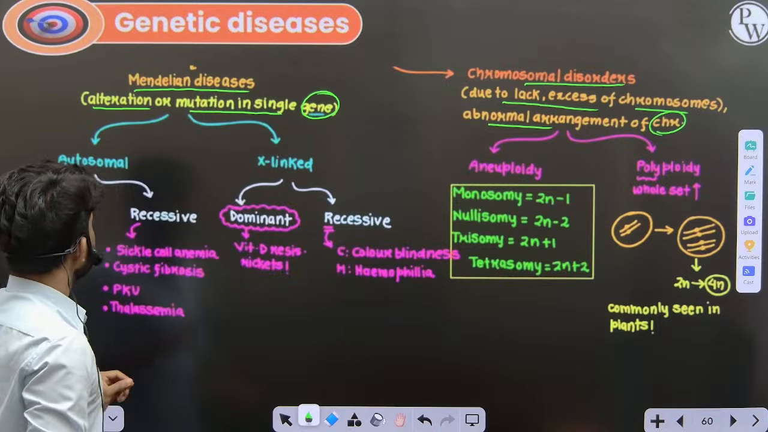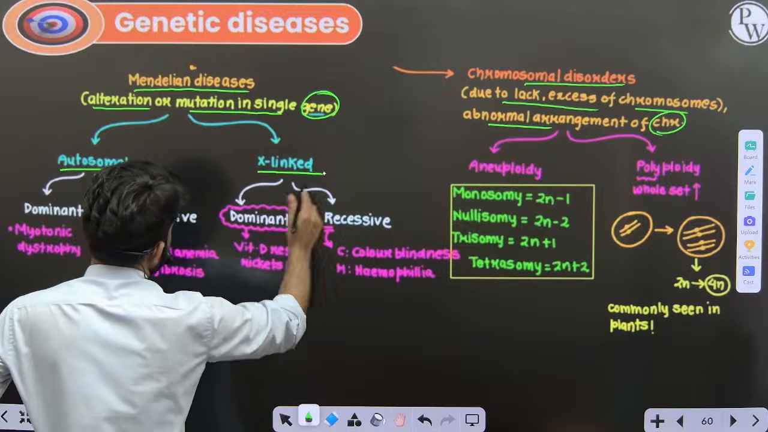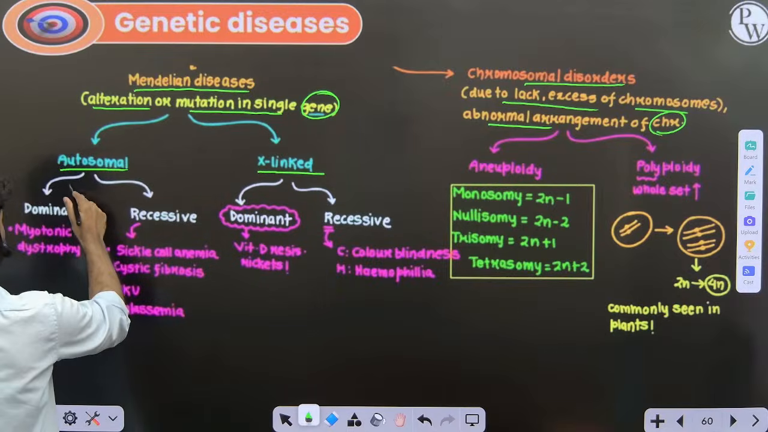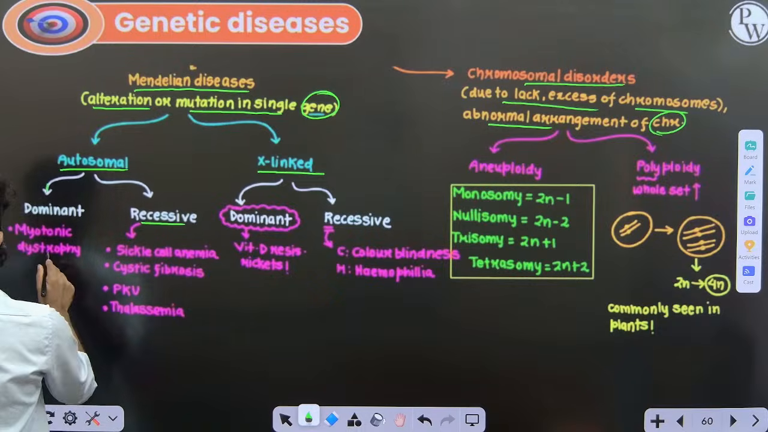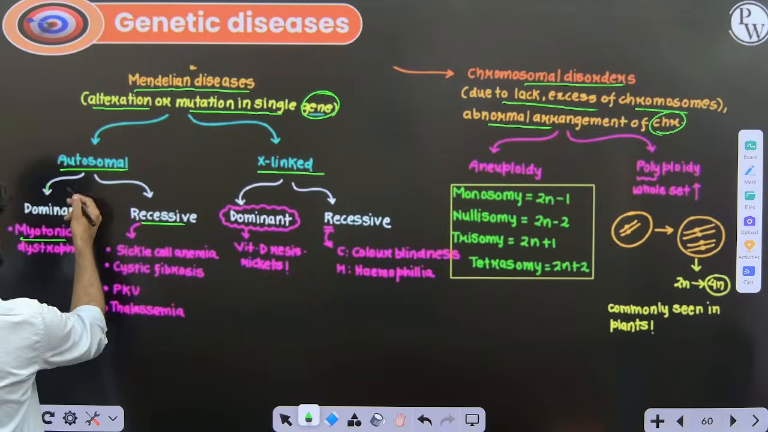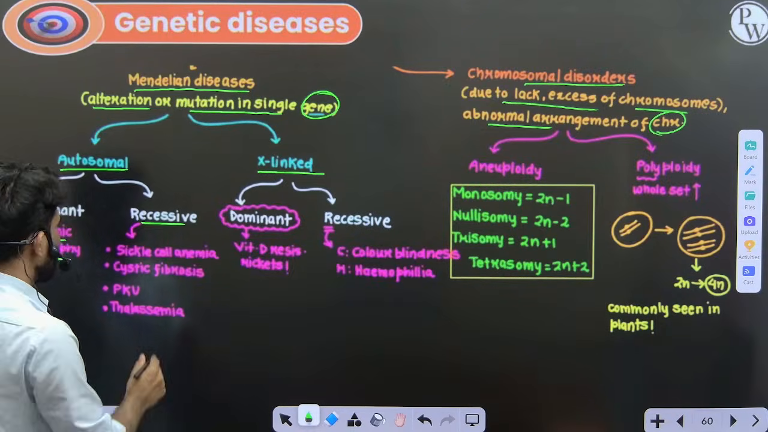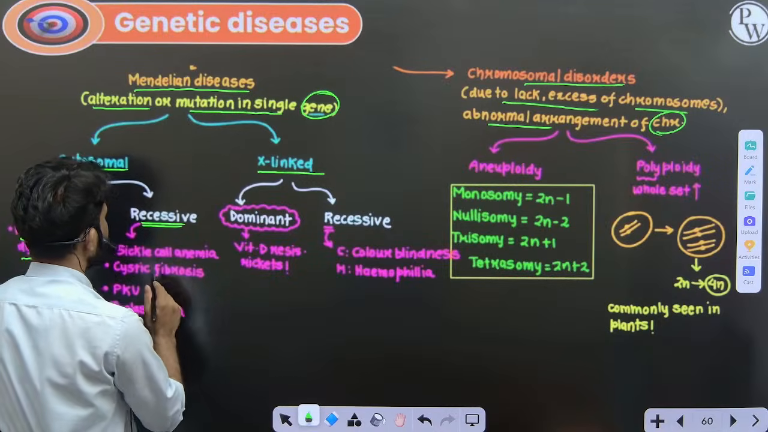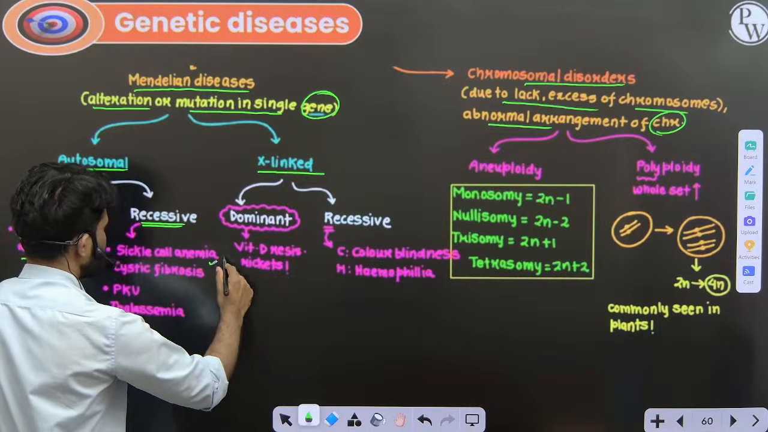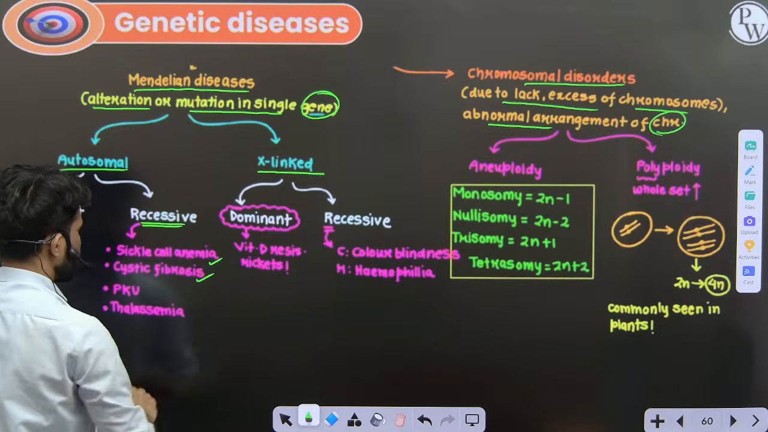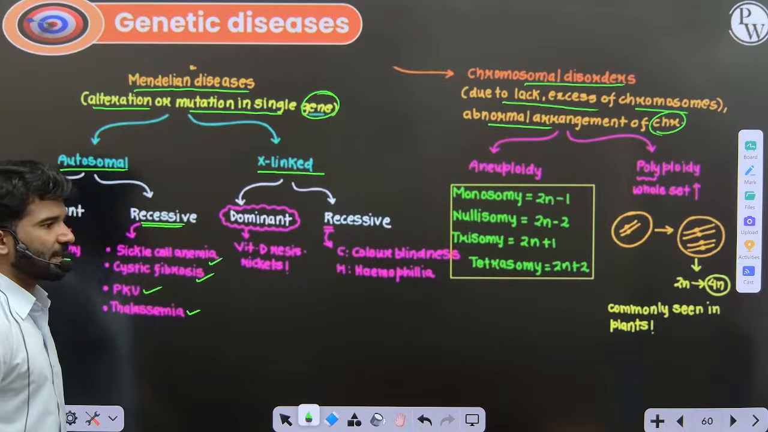Among these, the first one is autosomal disorders, another one is X-linked disorder. One is autosomal dominant, another one is autosomal recessive. So here, autosomal dominant disorder: one example is myotonic dystrophy. Most of the examples given in the NCERT text are of autosomal recessive type. One is sickle cell anemia, another one is cystic fibrosis, another one is phenylketonuria, another one is thalassemia.